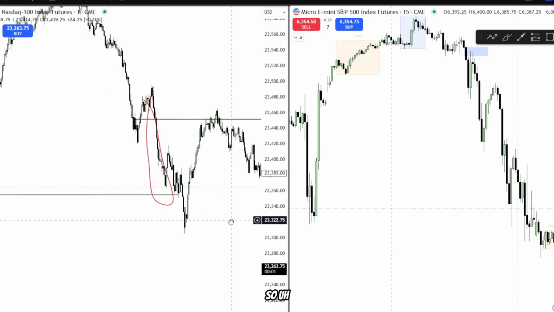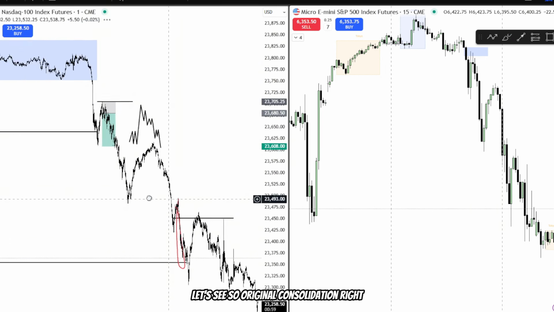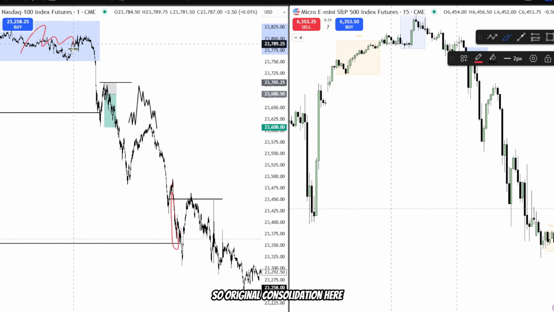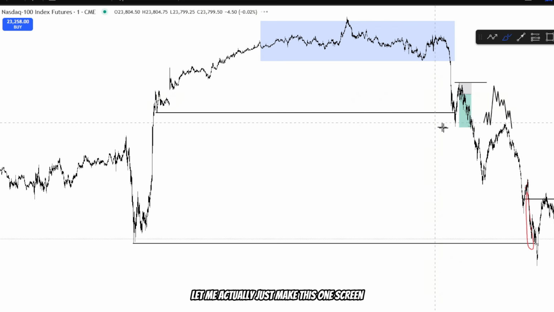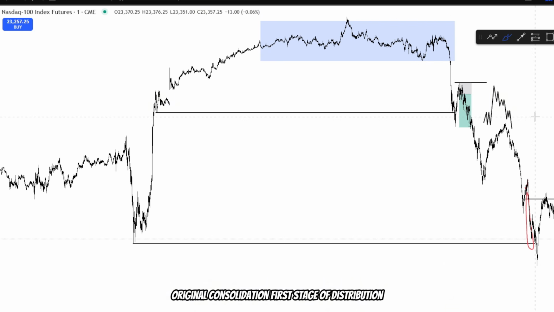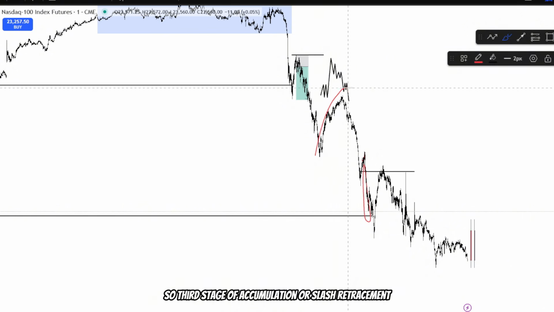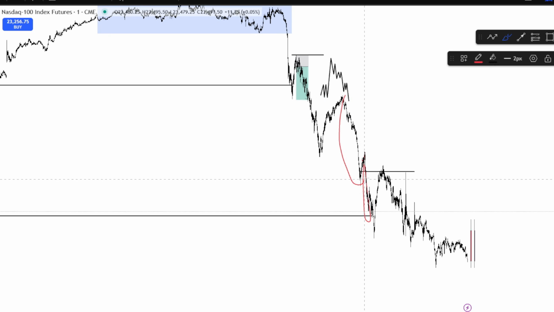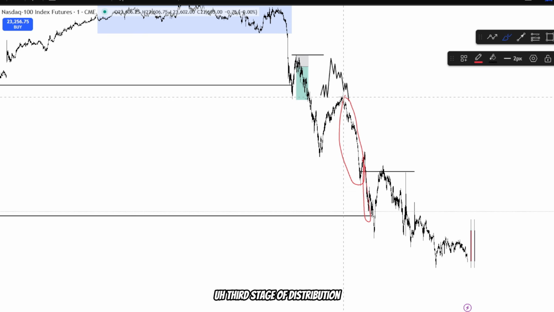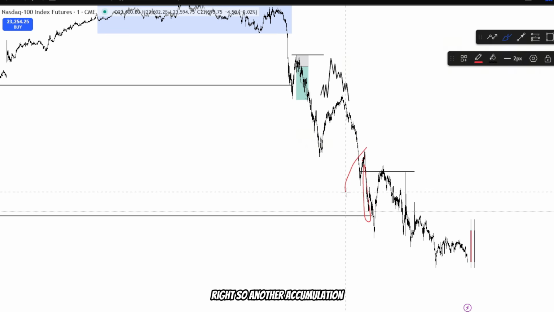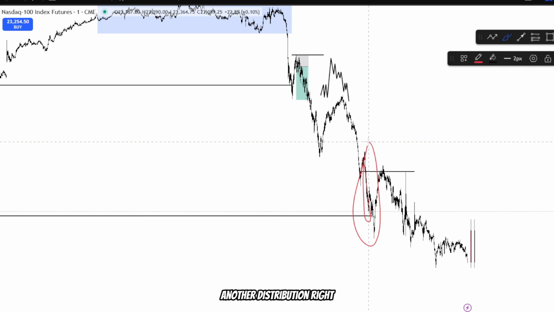So let's see. Original consolidation, right? Let's mark this out. So original consolidation here. Let me actually just make this one screen. Original consolidation, first stage of distribution, second stage of accumulation, second stage of distribution. Now, have we met it? No. So we're going to keep going. So third stage of accumulation or retracement, and then third stage of distribution. Have we met the higher time frame drawn liquidity? No. So another accumulation, another distribution.